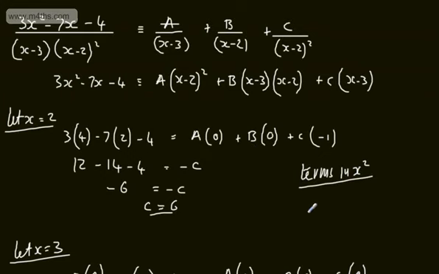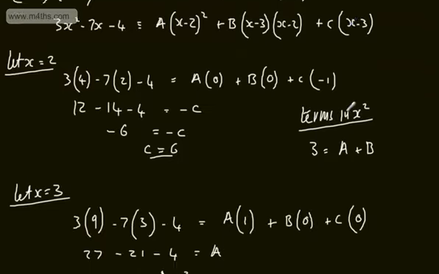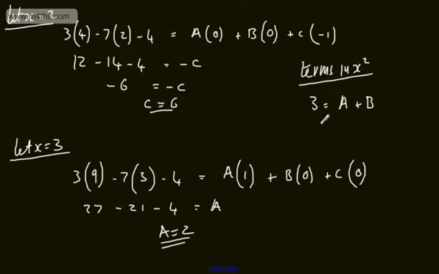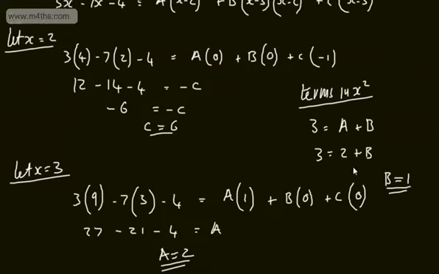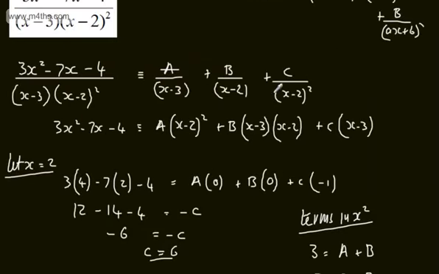Left hand side, 3. Right hand side now, I've got a plus b. They're the terms in x squared. Ax squared plus bx squared. I've not got an x squared term for c. Now we know that a is equal to 2. So we can say 3 is equal to 2 plus b. And that works out nicely that b is equal to 1. So we've now got a, b and c. 2, 1 and 6.